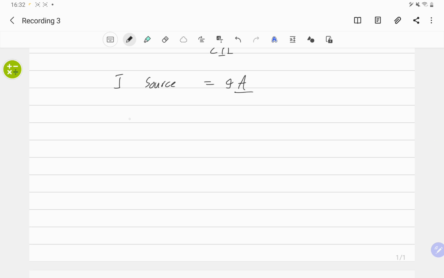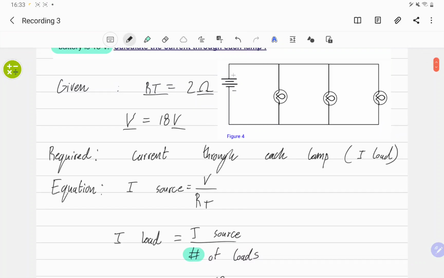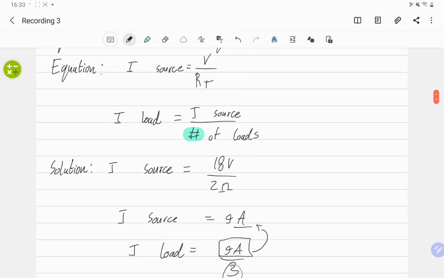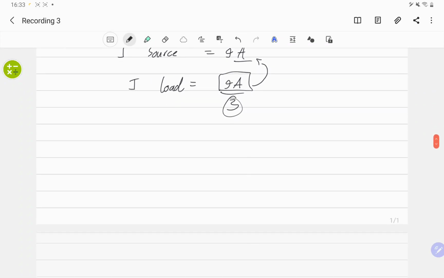Next, we're going to do I load equals 9 ampere divided by 3. The 9 ampere here, we brought it from here. And we're using the second equation to solve the I load. The number 3 we got from the bulbs. A bulb is a type of load, and there's 3 bulbs here. So, I load equals 9 ampere divided by 3. And our final answer is going to be 3 ampere. The current through each lamp is 3 ampere.